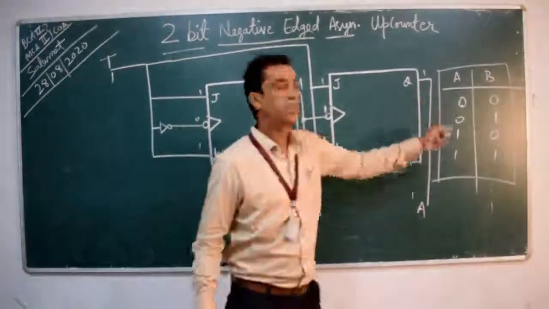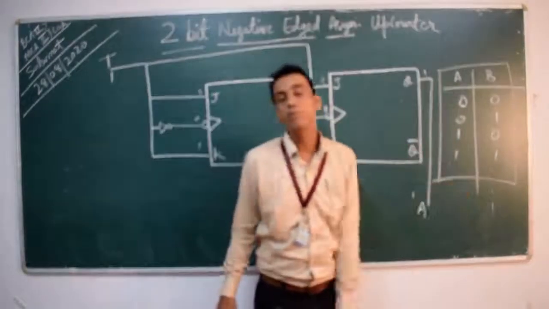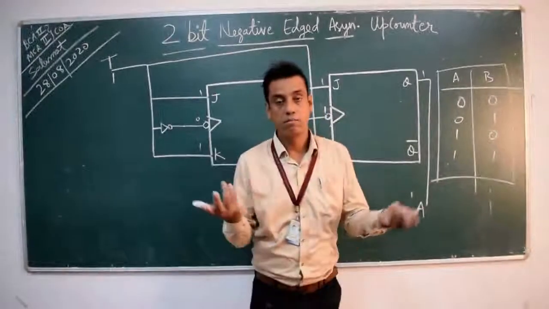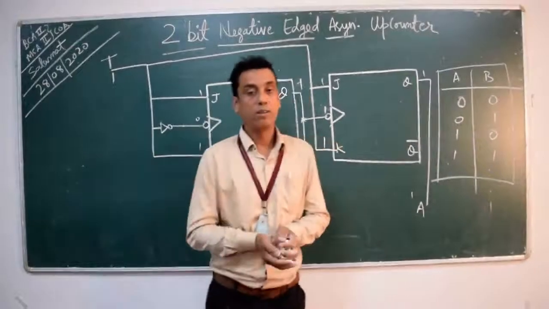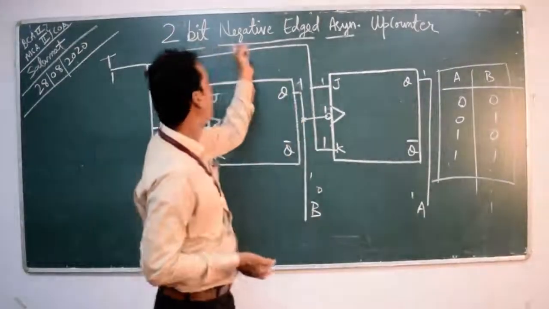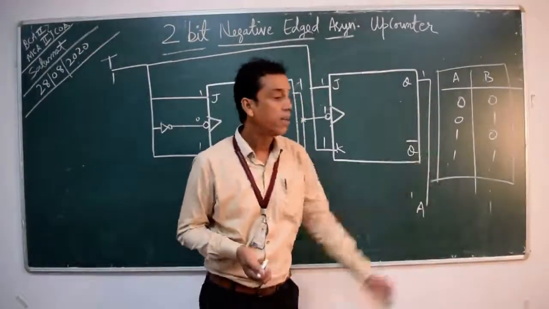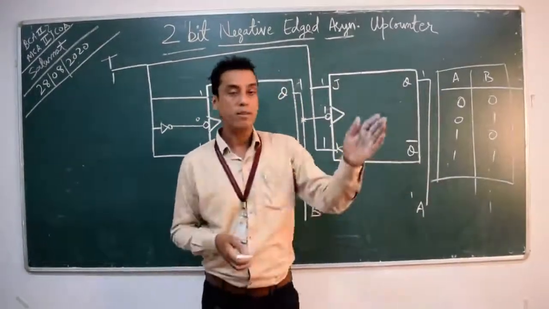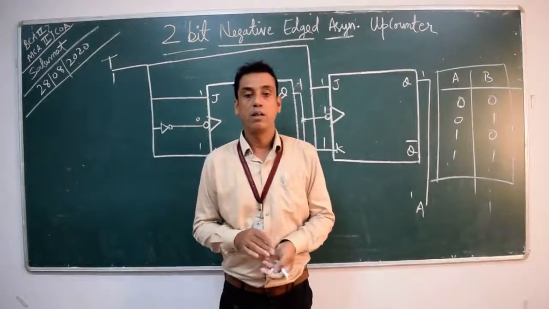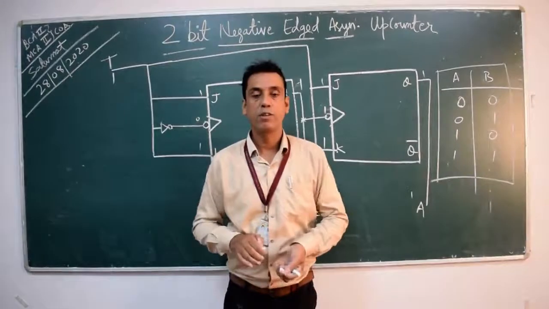Now look at the truth table: 0 0, 0 1, 1 0 and 1 1. What we started to learn is the 2-bit negative edge asynchronous up counter. It is producing the binary digits in ascending order. So hope you understood the session.